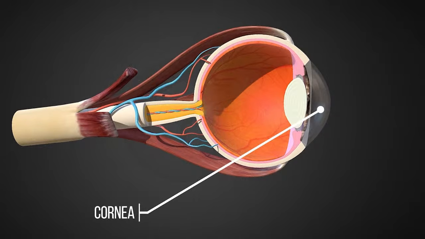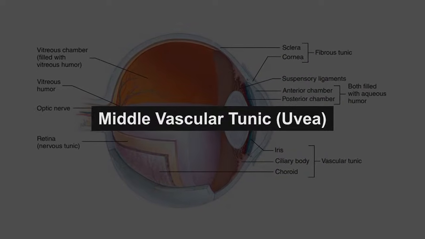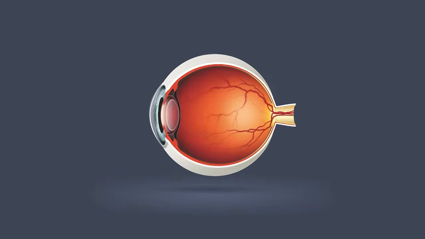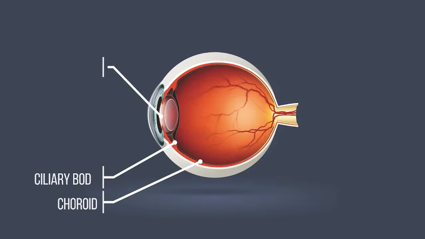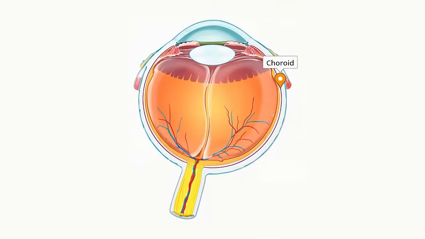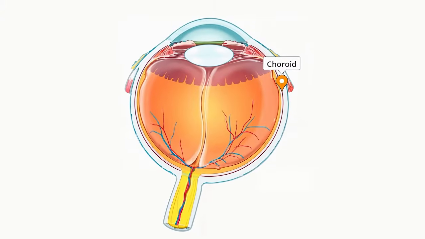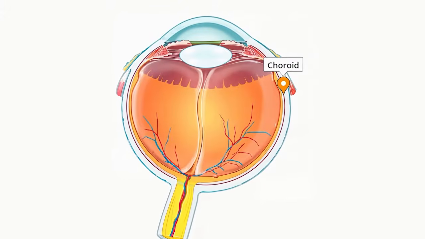Its curvature and transparency are essential for refracting light, directing it through the pupil and onto the internal structures for accurate focusing. Middle vascular tunic, uvea. Situated beneath the fibrous tunic is the vascular layer, also known as the uvea, which comprises the choroid, ciliary body, and iris. The choroid is a pigmented layer rich in blood vessels that supplies oxygen and nutrients to the retina while absorbing stray light to prevent image blurring.